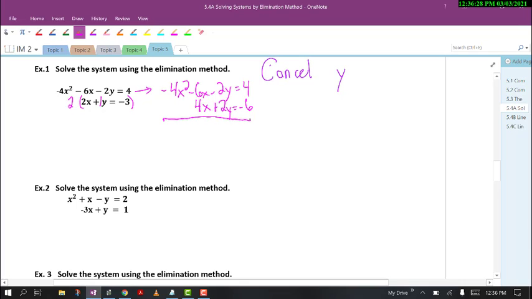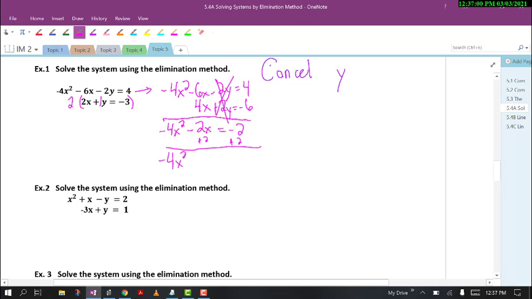So that when we just add straight down, we still have the negative 4x squared. Negative 6x and 4x is a negative 2x. The y's cancel out, which is what we want. And 4 and negative 6 is a negative 2. So now we only have one variable. And we have an x squared, and that's what our whole last unit was on. So we should be able to solve this. So first thing we want to do is add 2 to both sides.